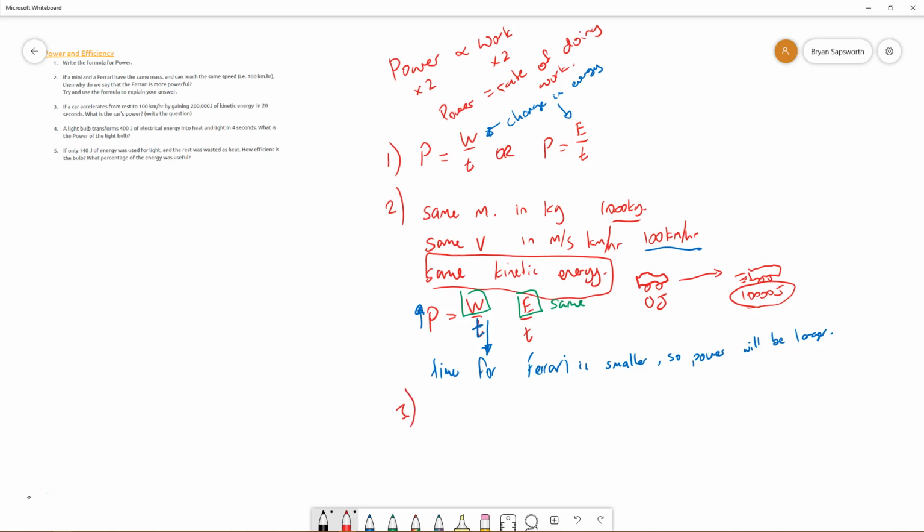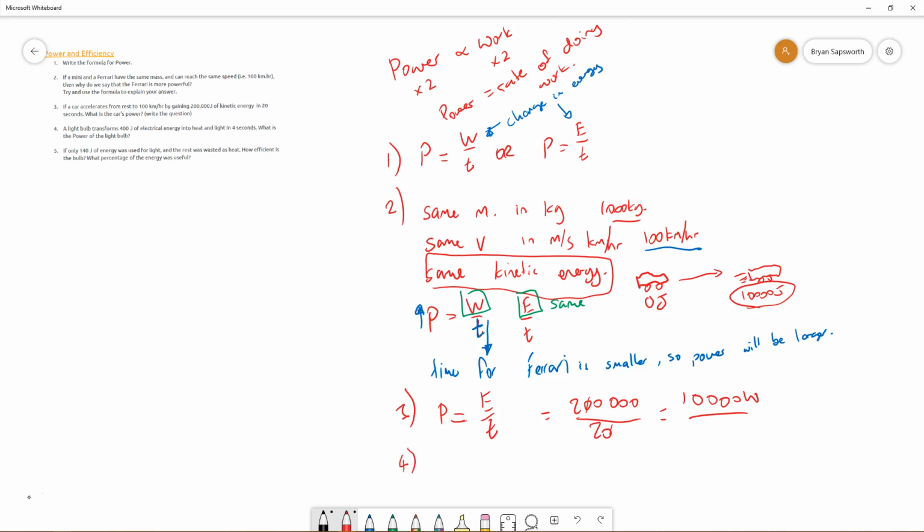Okay, 3. If a car accelerates from rest to 100 kilometers an hour by gaining 200,000 joules of kinetic energy in 20 seconds, what is the car's power? So power equals energy over time, and so that's going to be equal to 200,000 divided by time. Now, 100 kilometers an hour is not a time, but 20 seconds is a time. You're going to have 1, and you're going to knock off a 0. Hopefully I've counted right. So it's 10,000 watts.